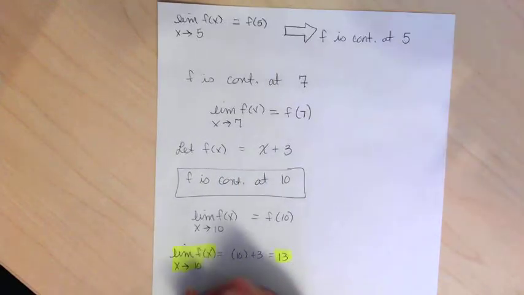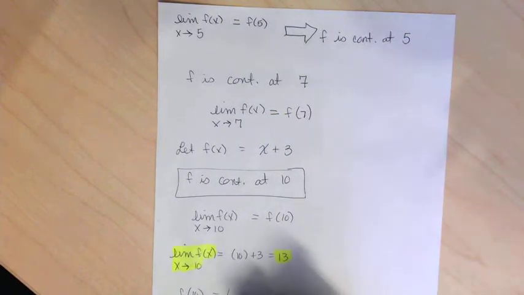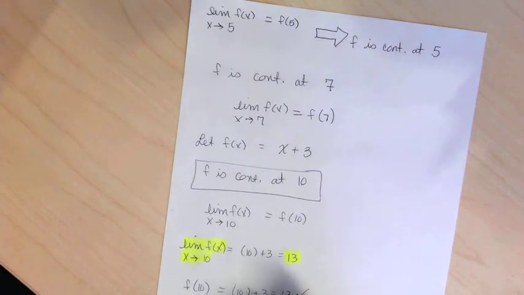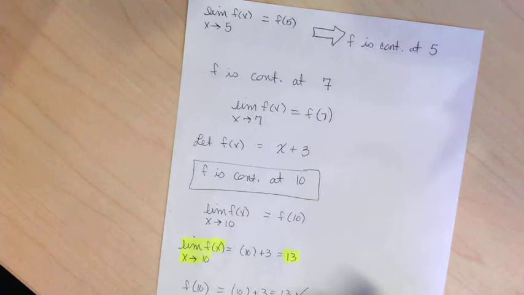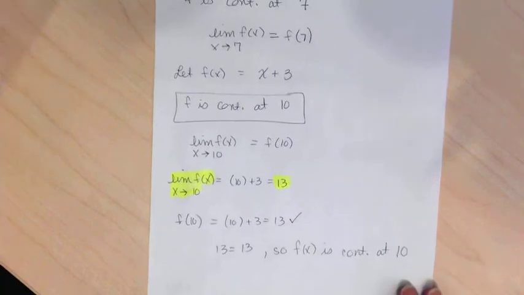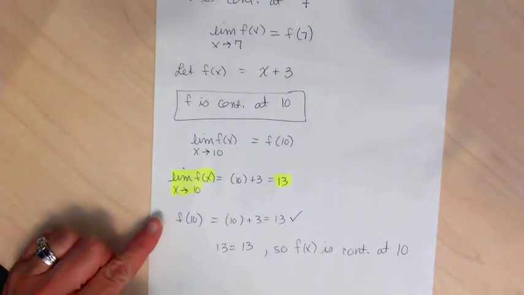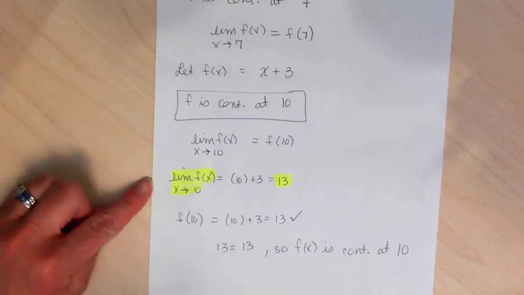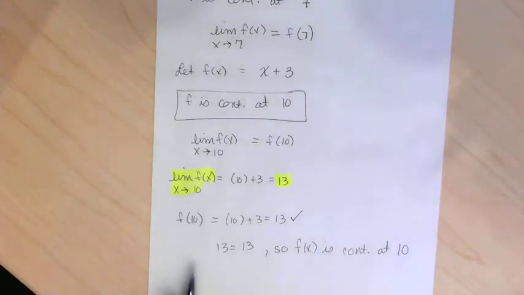Let's now look at what the value of f of 10 is. F of 10, we replace the x with 10, the same. 13 equals 13. So we can say that f of x is continuous at 10. Because f of 10 is equal to 13, and the limit of f of x as x approaches 10 is also 13, because 13 and 13 are equivalent, we can say that f of x is continuous at 10.